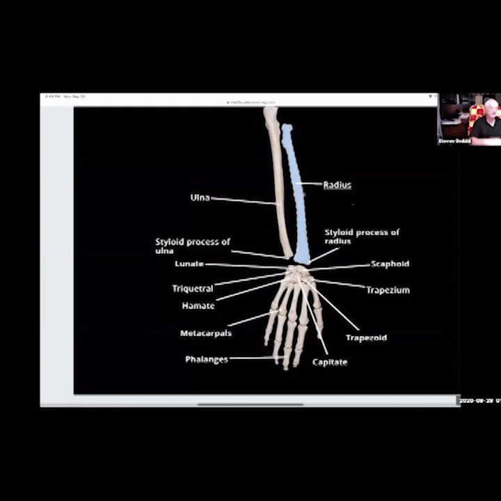What connects the radius and the ulna together? Interosseous membrane. The interosseous membrane prevents movement between the two. They can't move independently. Perfect.